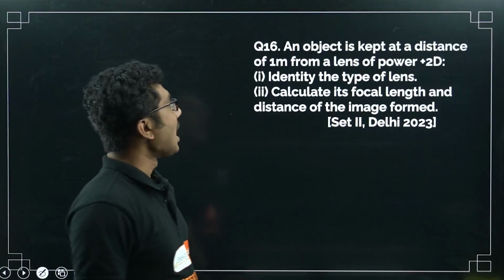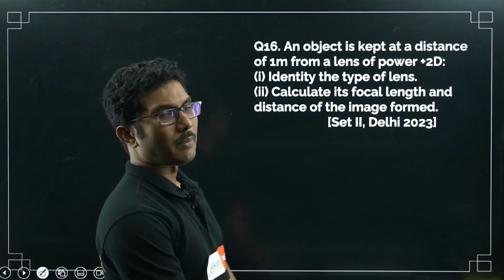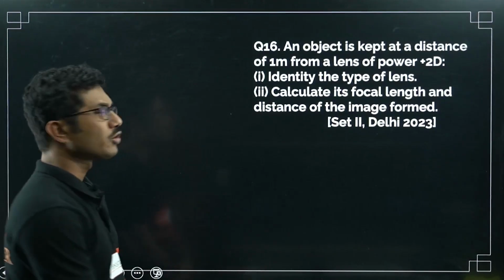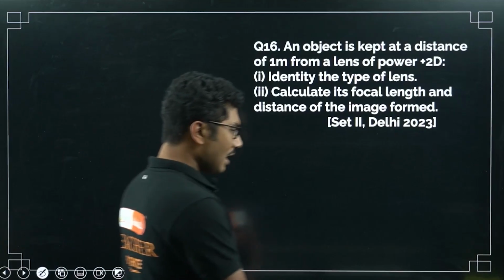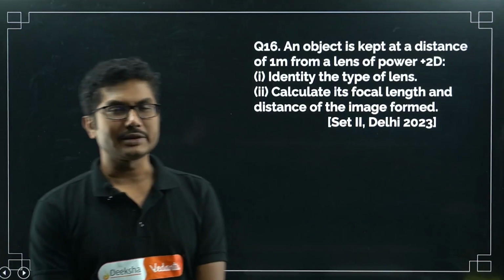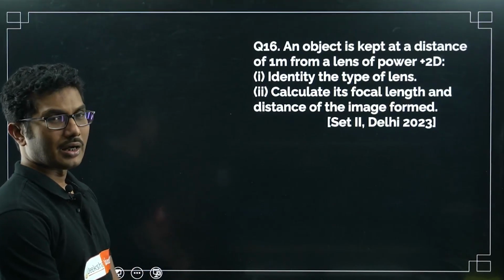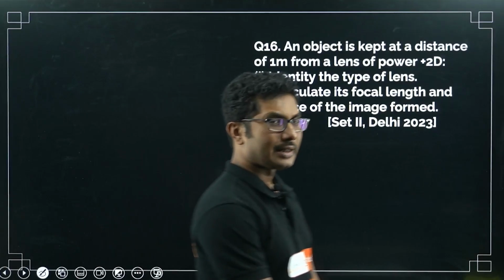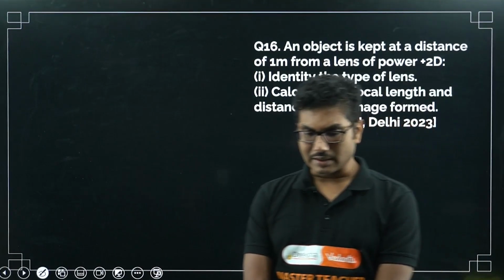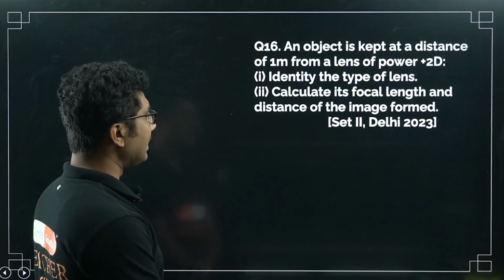Next question. An object is kept at a distance 1 meter from a lens of power 2D. As you can see, most of the questions from this chapter are based on some numerical concepts. Based on the numerical concept, they will ask you to draw a diagram, they will ask you some explanatory questions, but other than that all the questions require some numerical knowledge to solve. Okay, this is from Set 2 Delhi 2023.